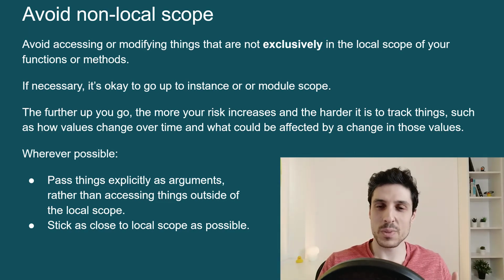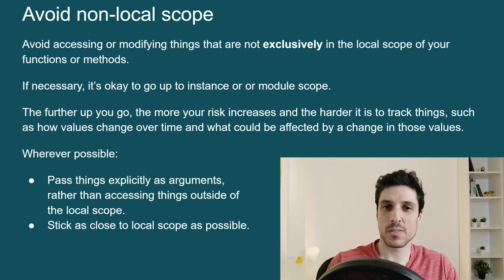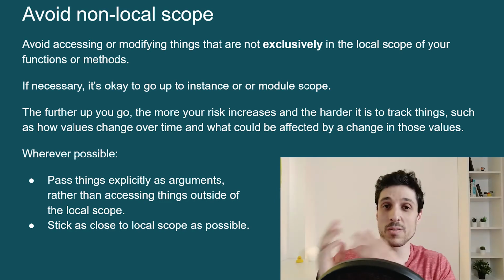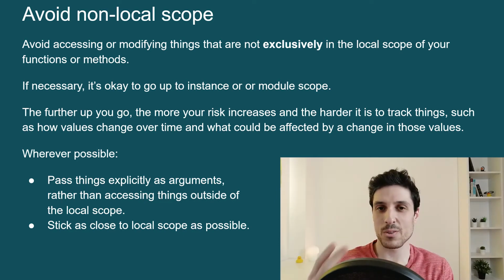So that's the thing, code becomes more difficult to track and more difficult to understand. Now, that doesn't mean you always have to follow these rules and you never have to access anything outside of the local scope, but the further up you go from local scope, the harder it becomes to be certain of what certain variables are currently and what has happened to those variables over the lifetime of the program.